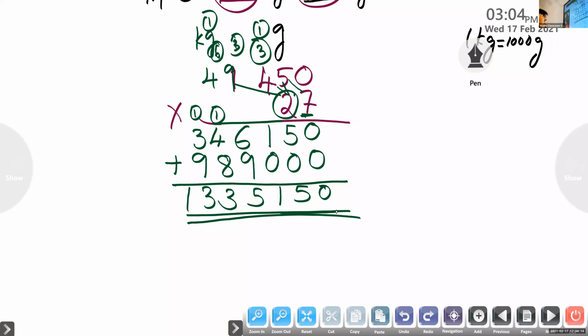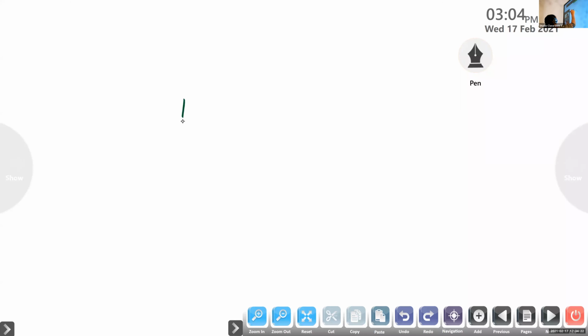So children, let's do question number 14B. Yes, ma'am. So in 14B, we have to look at the question clearly. What is the question? Question number 14B: 5 liter 12 ml multiplied with 36.